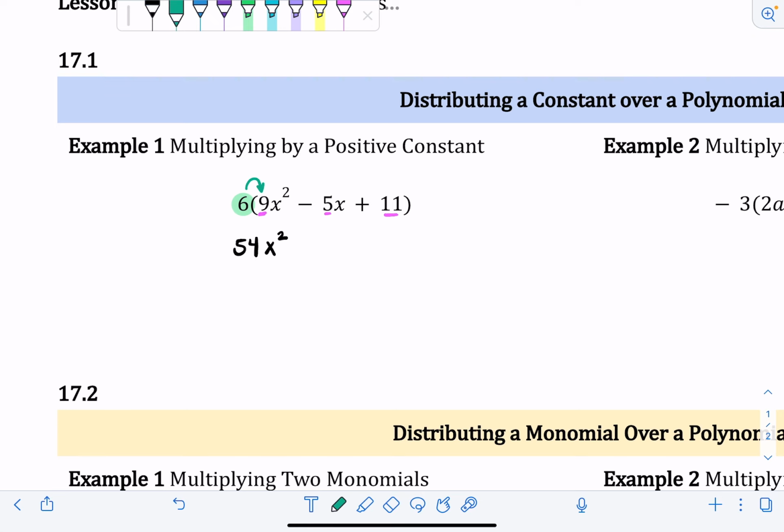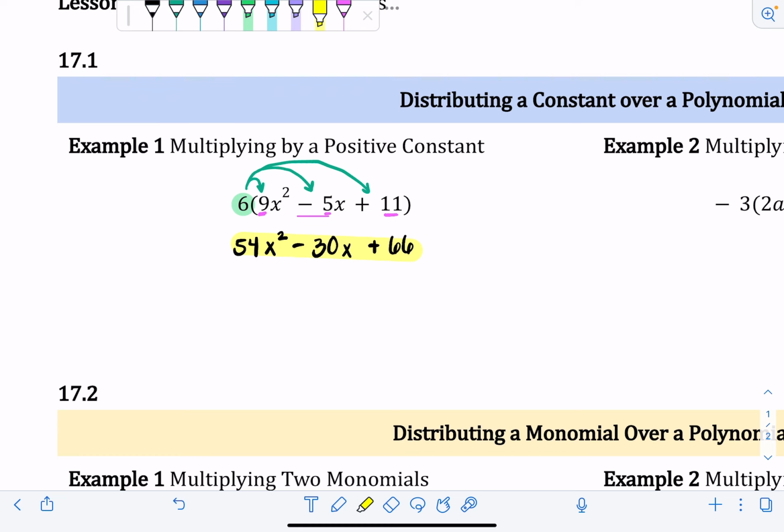And then we'll take that 6 and distribute it to the next term, where the coefficient is actually a negative 5. Remember that if there's a minus sign in front of the term, it belongs to that term. So 6 times negative 5 is negative 30. And then the x just tags along, the same way the x squared tagged along here. And then lastly, we'll distribute the 6 to the positive 11 at the end. So 6 times 11 is 66. So altogether, 54x squared minus 30x plus 66.